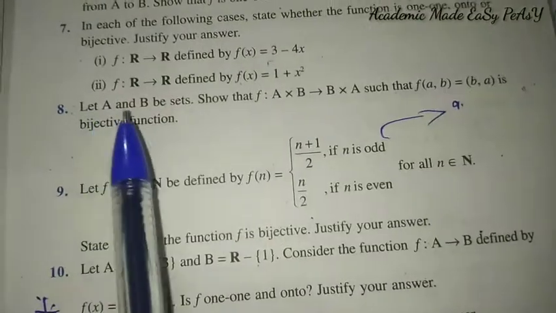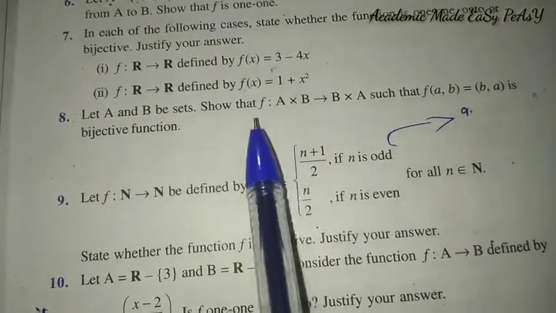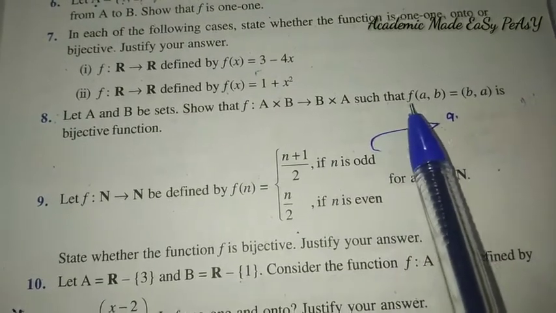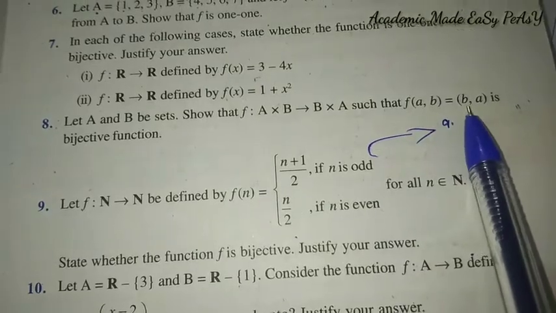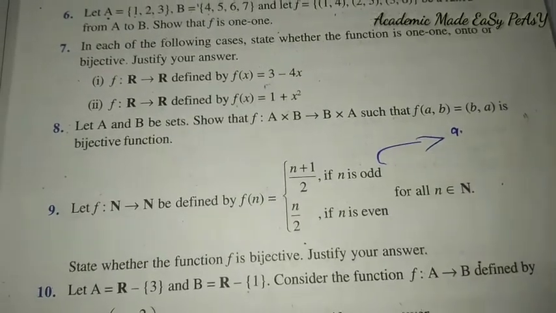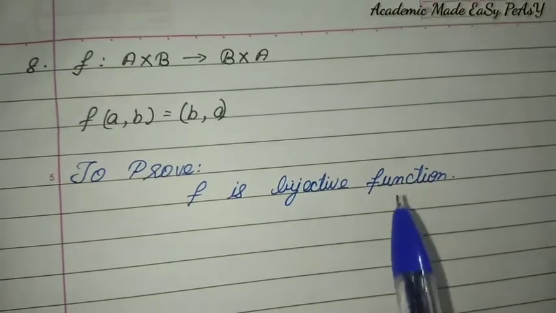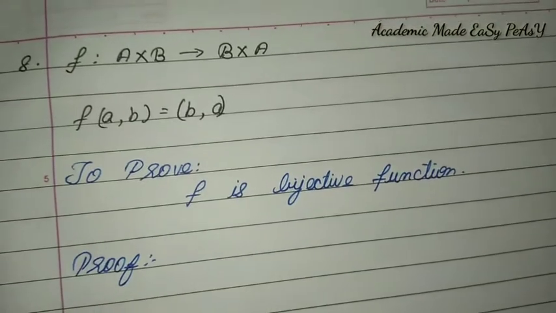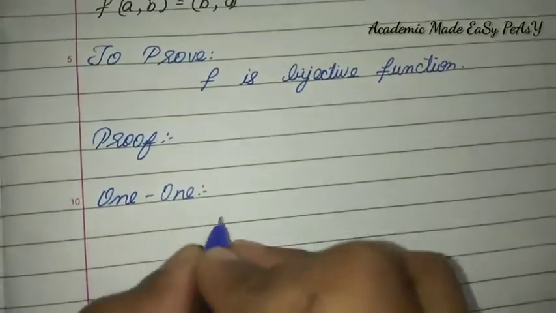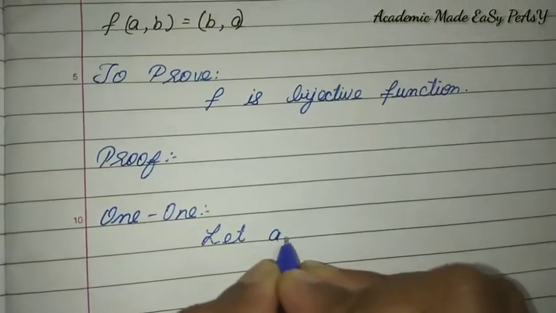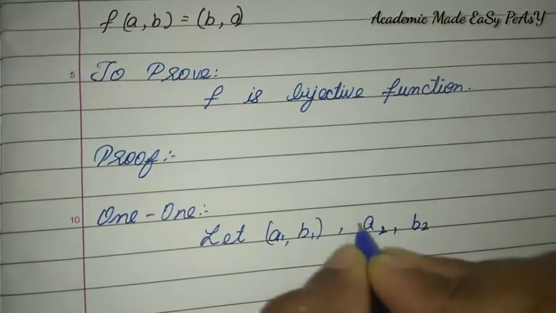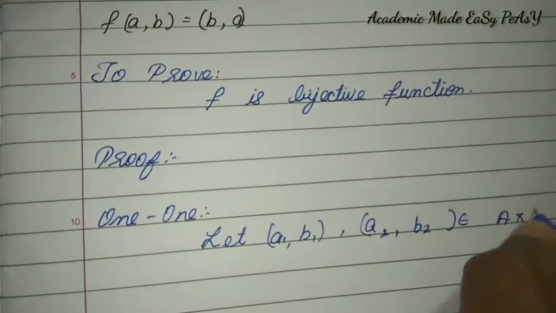Question 8. Let A and B be two sets. Show that the function from A cross B to B cross A such that f of (A, B) is equal to (B, A) is a bijective function. So to prove f is a bijective function, proof. First one is one-to-one. I have to check whether it is one-to-one. So let (A1, B1) and (A2, B2) belong to A cross B.